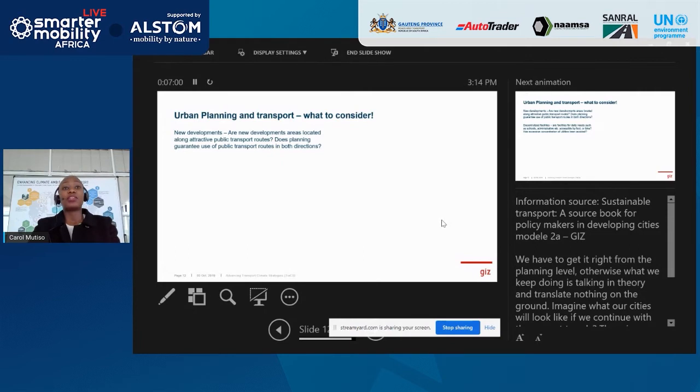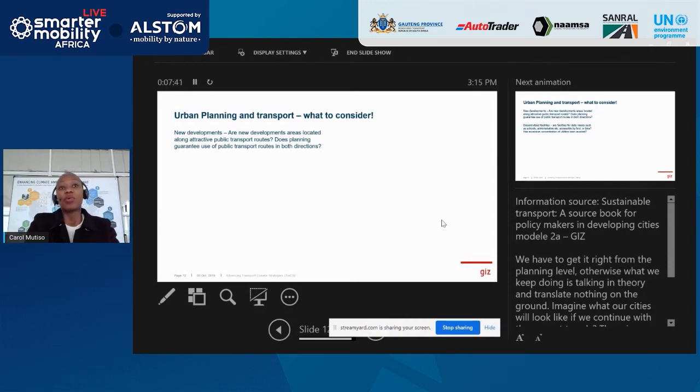So for new developments, what we need to ask ourselves as policymakers is, for example, are the new development areas located along attractive public transport routes? Does planning guarantee use of public transport in both directions? Because we've heard about the situation in Nairobi, where policymakers thought the traffic is being caused by public transport. What we have here, we call them matatus. Let's remove them from the road. But when that was done, the result was everybody who has a car was outside with their own small car, and it resulted in more traffic.